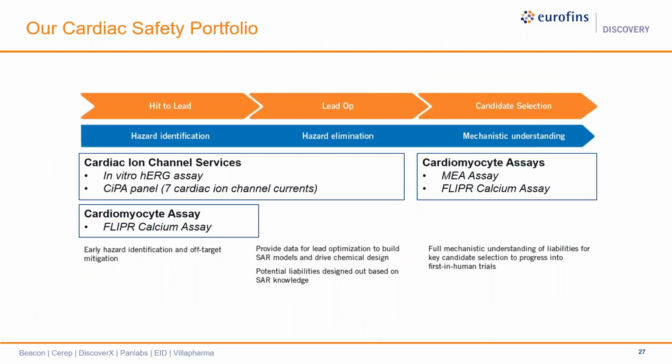Here you can see an overview of the cardiac safety portfolio of Eurofins, which supports drug discovery at all stages. In the earlier stages of drug discovery, you can perform the cardiac ion channel services where you can measure the effect of your drug on 7 different cardiac ion channel currents. Later on in drug discovery, you can use the phenotypic cardiomyocyte assays for candidate selection and mechanistic understanding. But as mentioned earlier, because of the high throughput format possibility of the Flipper calcium assay, this assay can also be used much earlier during drug discovery.